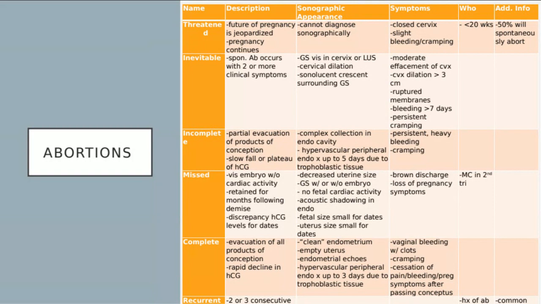Next is going to be a missed abortion. So this is when we see an embryo. So we see a baby, a fetal pole, but unfortunately they don't have a fetal heart rate. So there's no cardiac activity. We're going to have retained products of conception for a period of time because the mom may not even know that this has happened. That is going to result in a concern of infection.